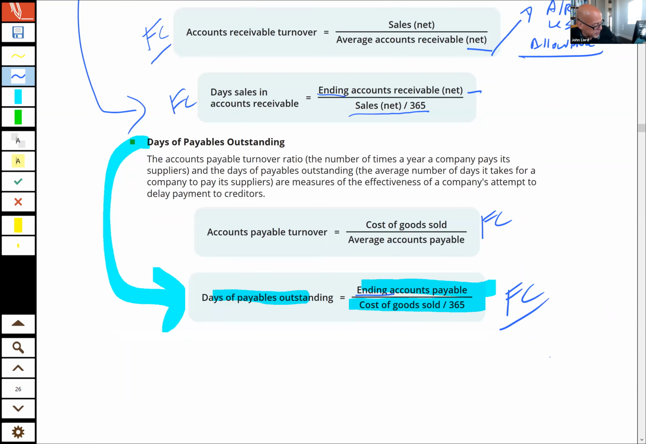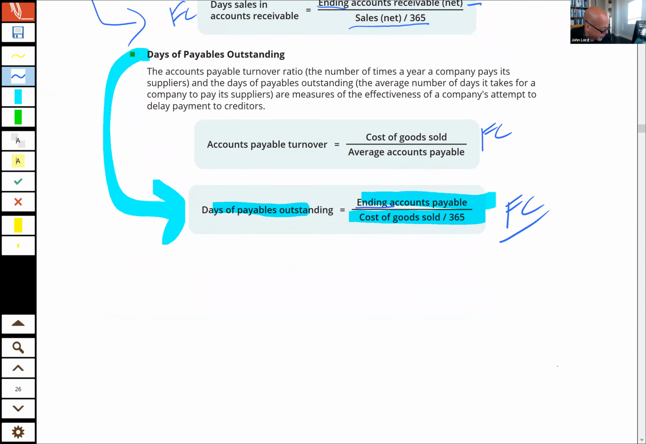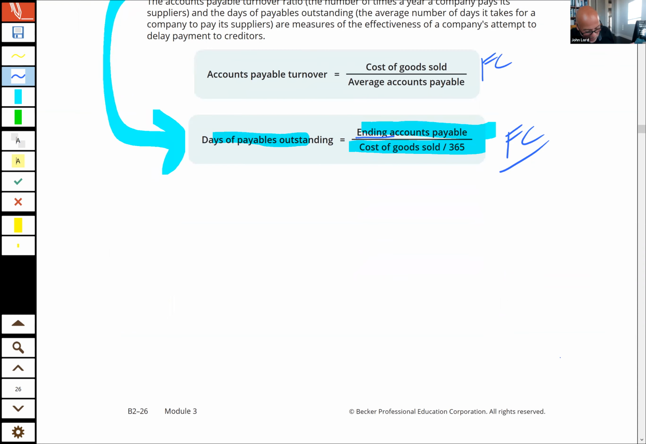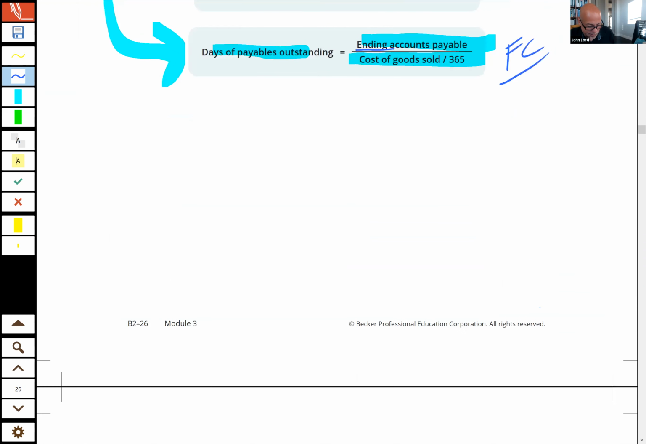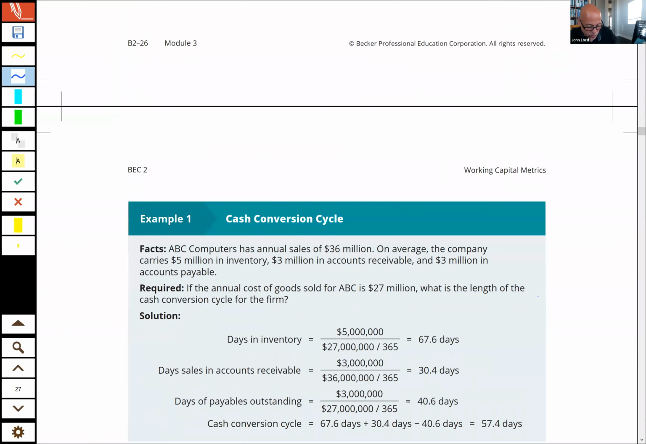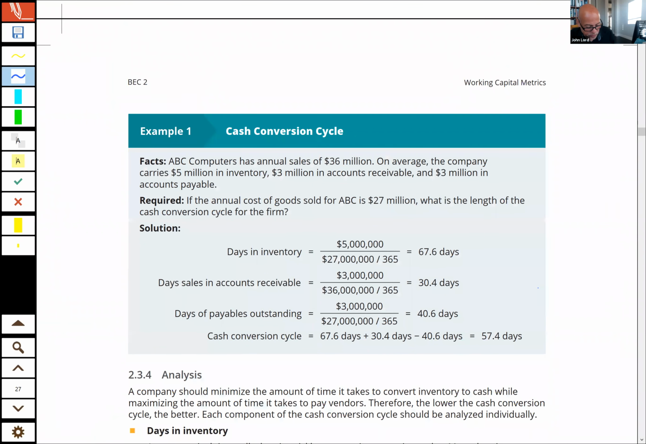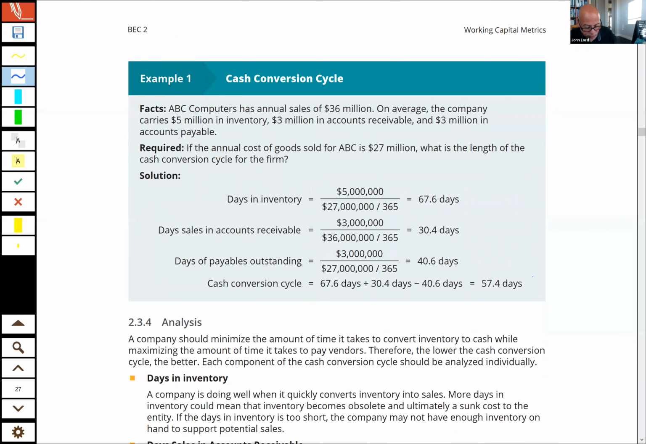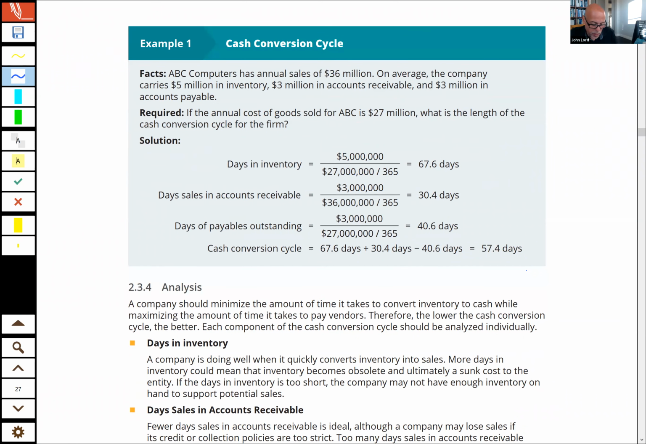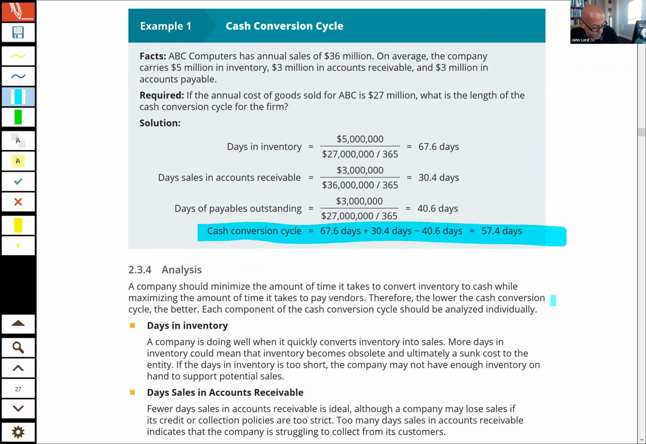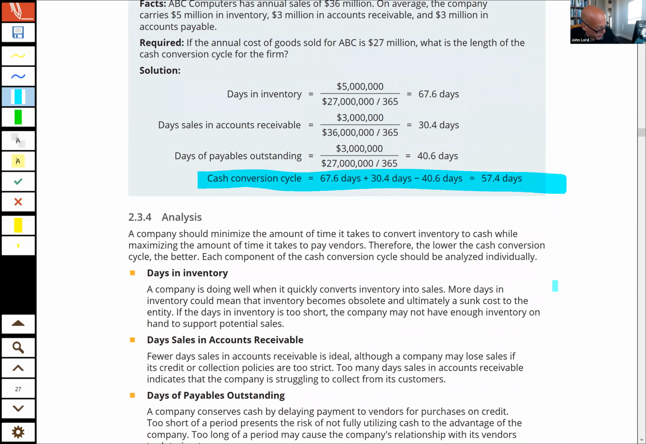Okay. All right, guys, I don't have a whole lot more to say other than get these formulas down. And then once you have the days in accounts receivable, days in inventory, days payable outstanding, and you add those together, that then would give you your cash conversion cycle. And I'm not going to go through that problem because it's just taking numbers and plugging them into those various formulas we've been talking about. Okay, good.